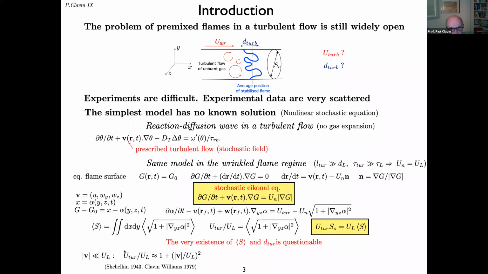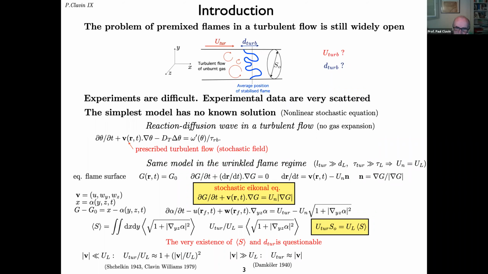Let's say you can show almost rigorously that the turbulent flame speed is quadratic in terms of the increase of the ratio of the turbulent velocity divided by the laminar flame speed. This was conjectured by Shelkin in the middle of the 20th century, and we have a full description of this problem with Foreman Williams in the 80s.